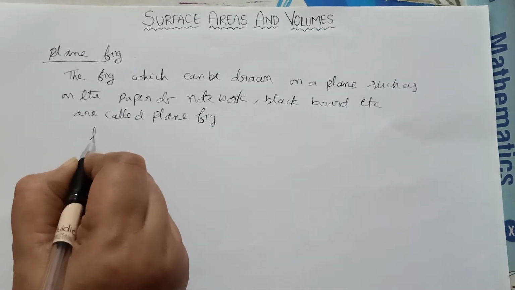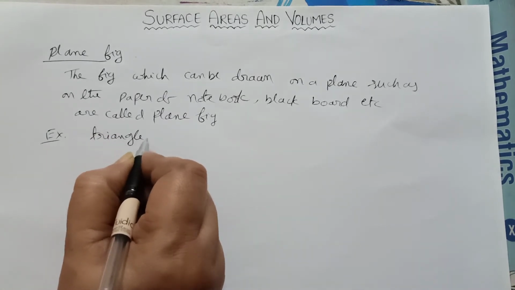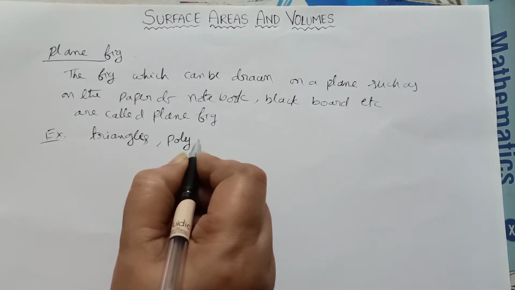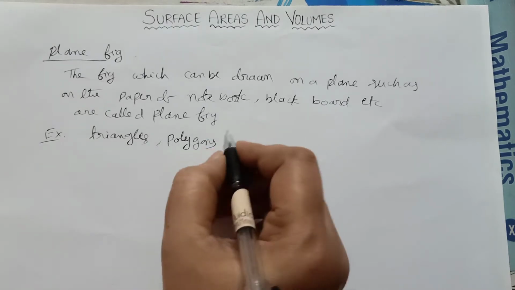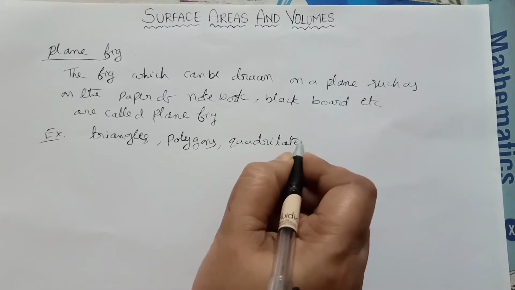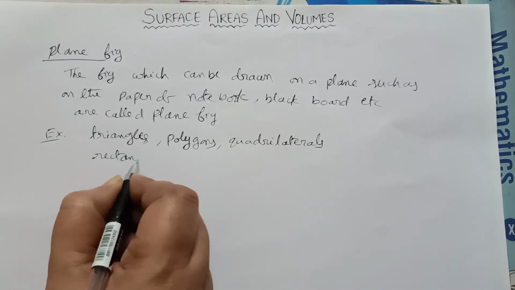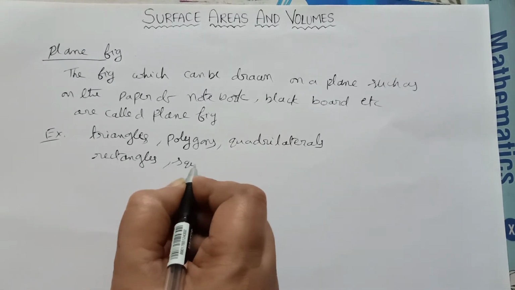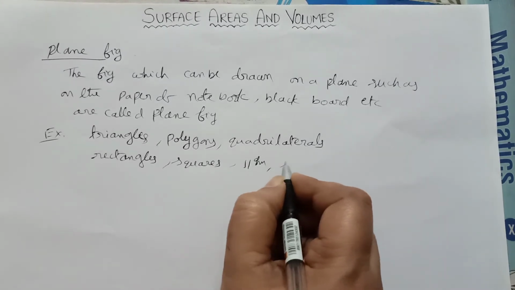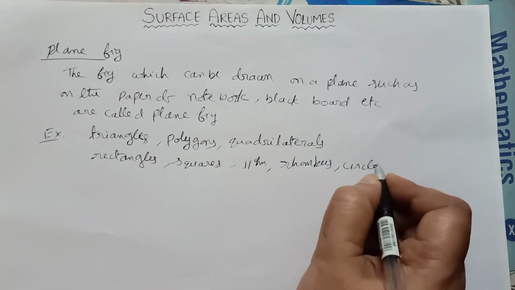Yes. So what are that? Triangles, polygons. In the polygons, quadrilaterals. In the quadrilaterals, rectangles, squares, parallelograms, rhombus, circles, etc.